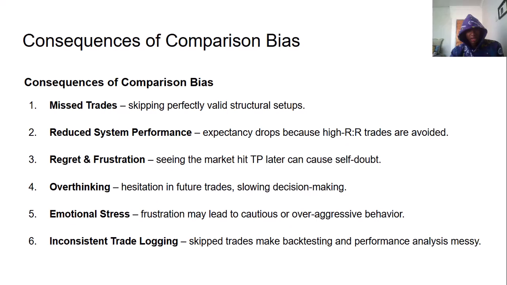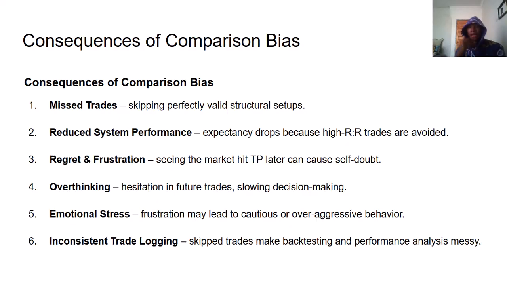And we also realize that expectancy dropped because high RR trades are avoided. So there is no high RR trade in my book. Every trade is the same. They're all low RR, they're all medium RR, they're all high RR. It's the same thing. This leads to regret and frustration. Seeing the market hit TP later can cause self-doubt. You can be like, damn, if I regarded this as a real structural point, this would have been my order flow. Utilizing depth of mitigation, I would have gotten tagged in, and yes, we would have hit TP.